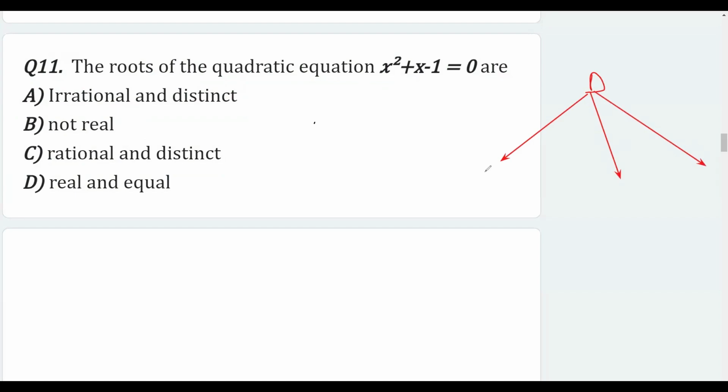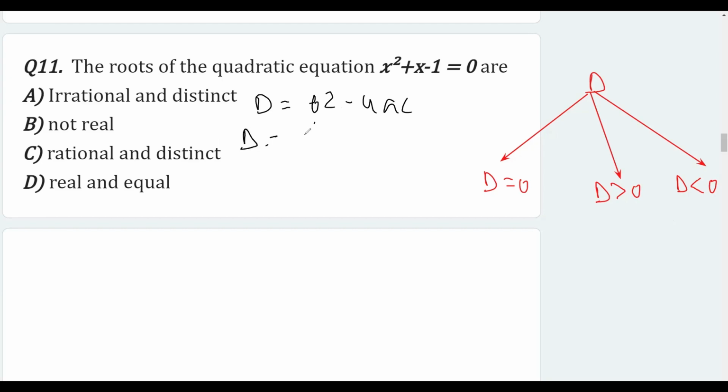When it is equal to 0, we say it's real and equal. When it is greater than 0, it's real and distinct. And when it is less than 0, we say it has no real roots. But then we cannot see the options. Let's find the value of D over here. D is B square minus 4AC.